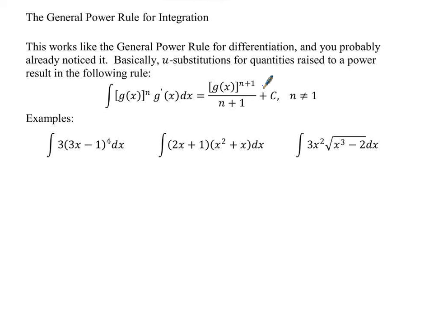So for example, notice on this one, the inside function 3x minus 1, the derivative of that is 3. And the 3 is sitting right there. So I can use the general power rule for integration on this one. It's not like I need to, but I can because I see the pattern. And it's just going to be this inside function, 3x minus 1, to a new power, 5, divided by 5 plus c. That's the answer.